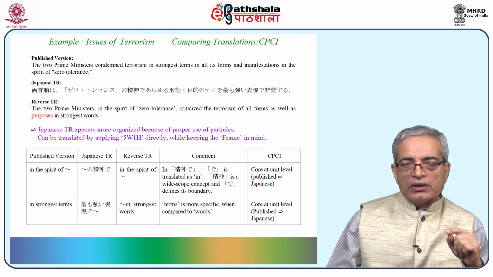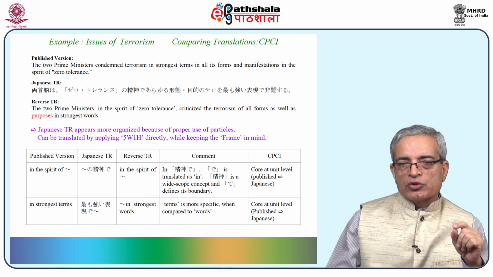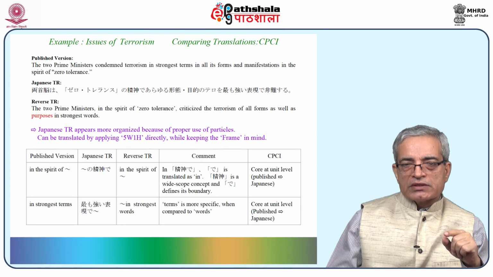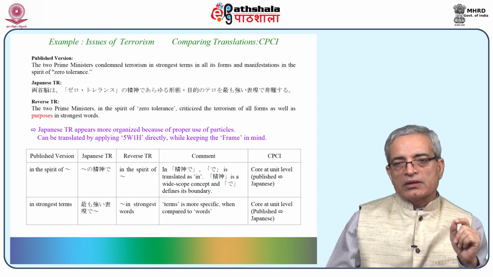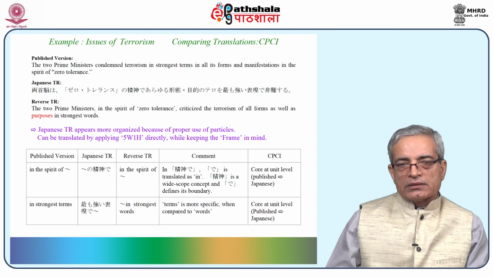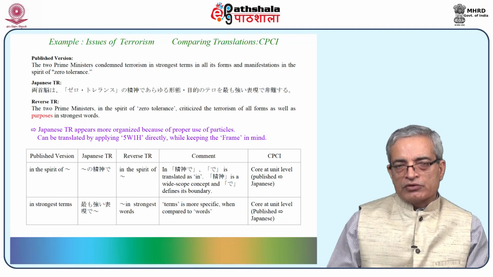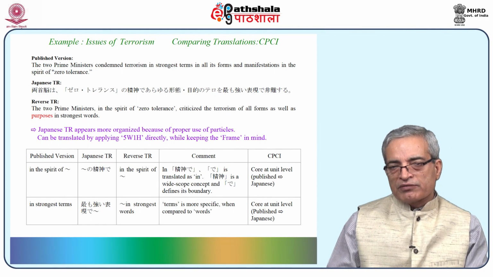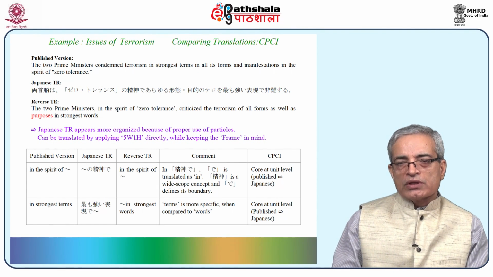It's terrorism in all its forms and manifestation. Arayuru katachi or keitai, mokuteki no tero. The reverse translation is terrorism of all forms as well as purposes. So there is an issue here, and actually it is not correct. The reverse translation is literal but incorrect. Japanese TR from the published version is a good equivalent. Terrorism in all its forms is arayuru keitai no tero, which is core at unit level, and terrorism in all its manifestation is arayuru mokuteki no tero.